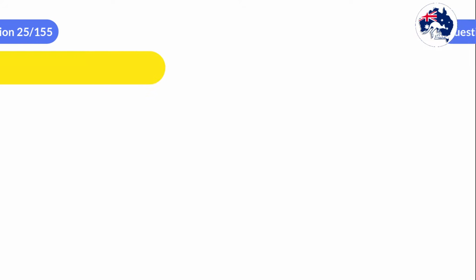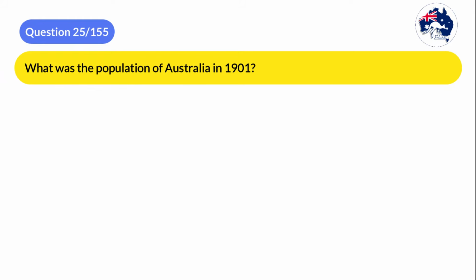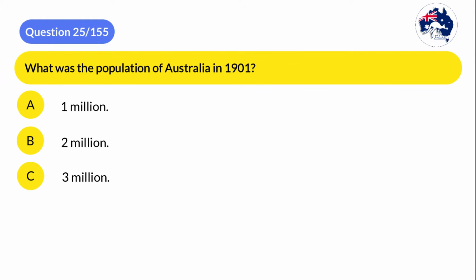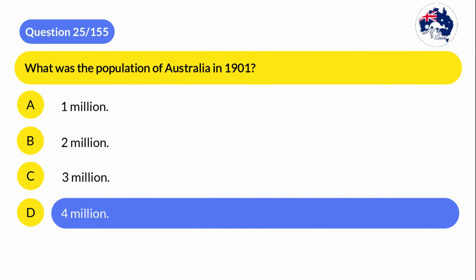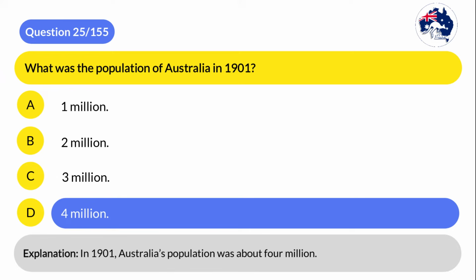Question 25. What was the population of Australia in 1901? A. 1 million. B. 2 million. C. 3 million. D. 4 million. The correct answer is D. 4 million. Explanation: In 1901, Australia's population was about 4 million.